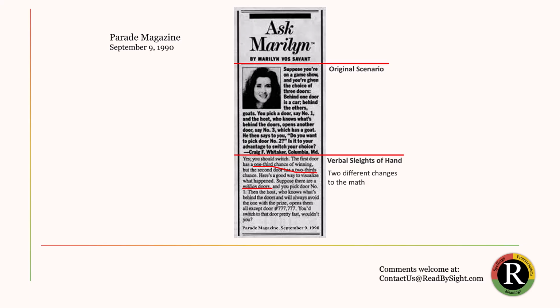But then she goes on to say, here's a good way to visualize what happened. Suppose there are 1 million doors. So now we've switched the scenario and switched the math again. Now we're no longer on a game show where there are 3 doors. We're in some imaginary world where there are 1 million doors. And this is the tack that the literature takes. It stops talking about the actual problem, which we see in bold, the one-time appearance on a game show, and it starts to talk about other things.